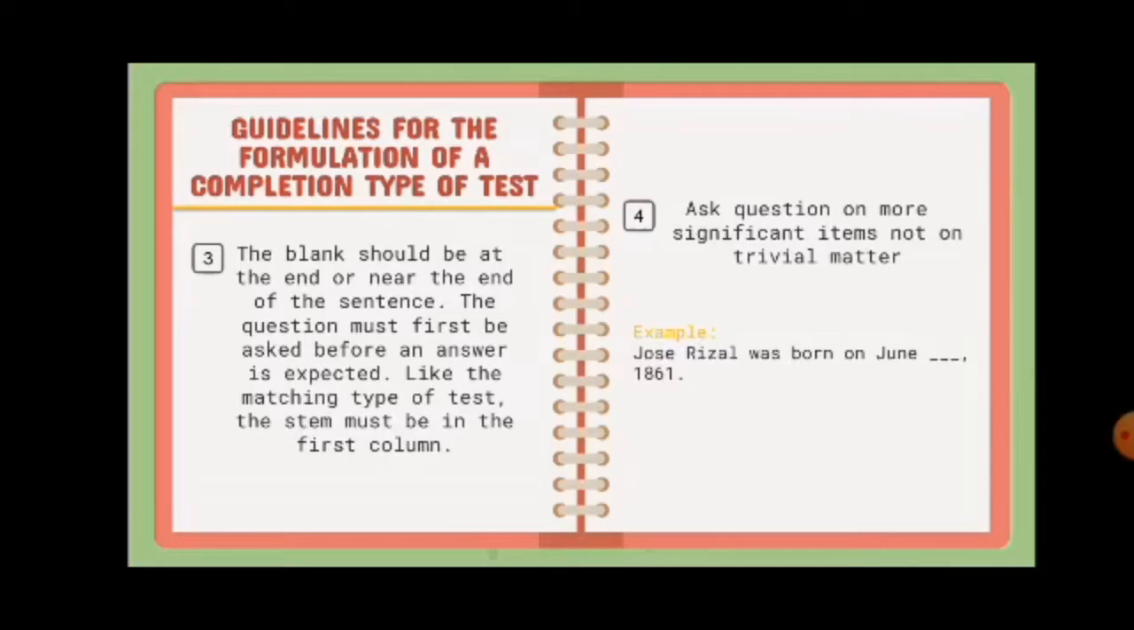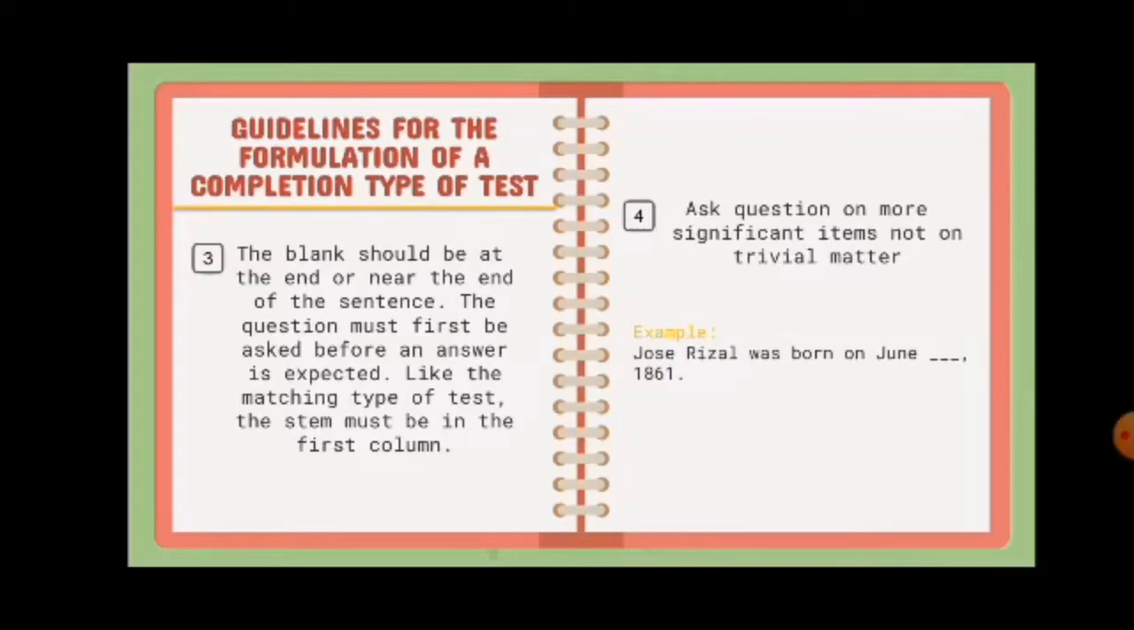Number 3. The blank should be at the end or near the end of the sentence. The question must be asked before the answer is expected. Like in a matching type test, the stem must be in the first column. So number 3 means that all blanks should be at the end or near the end. It is just like the matching type. Just like in number 1, we should give enough clues to answer them.